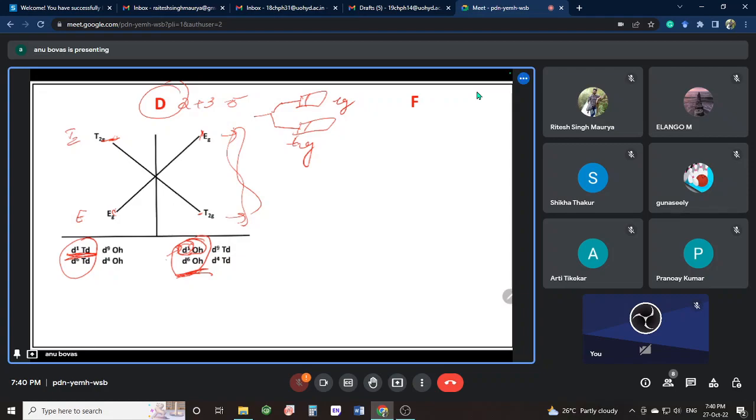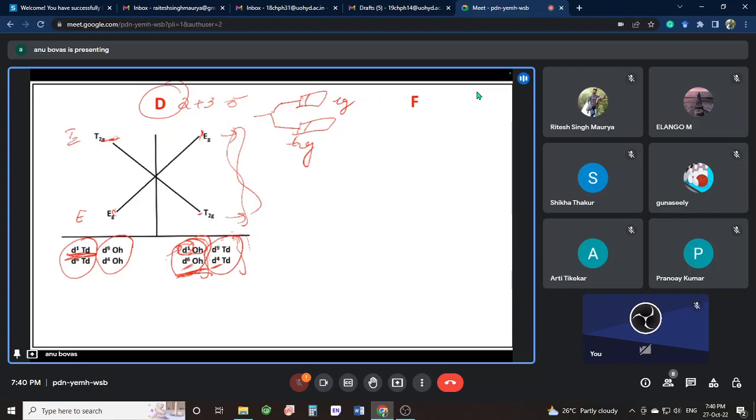So D1 corresponding D9 you will get. D6 corresponding, minus it from 10, you will get D4. So now 2 octahedral is there, 2 tetrahedral you will have. So now you have this side tetrahedral, this side it will be octahedral. So it is a trick that you can use if you like it.